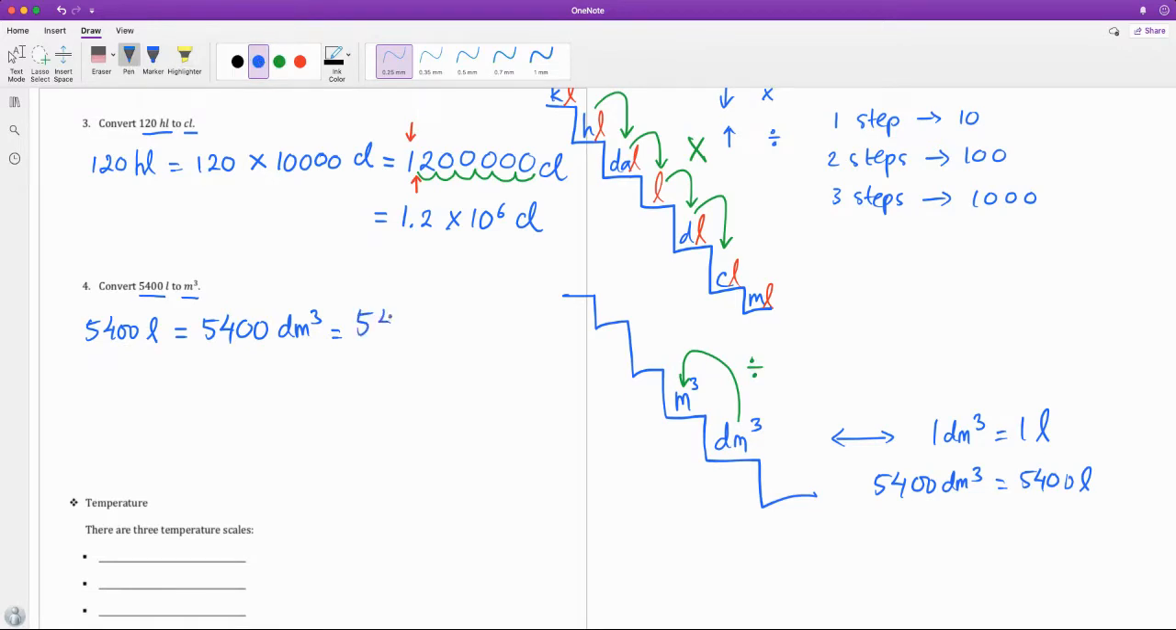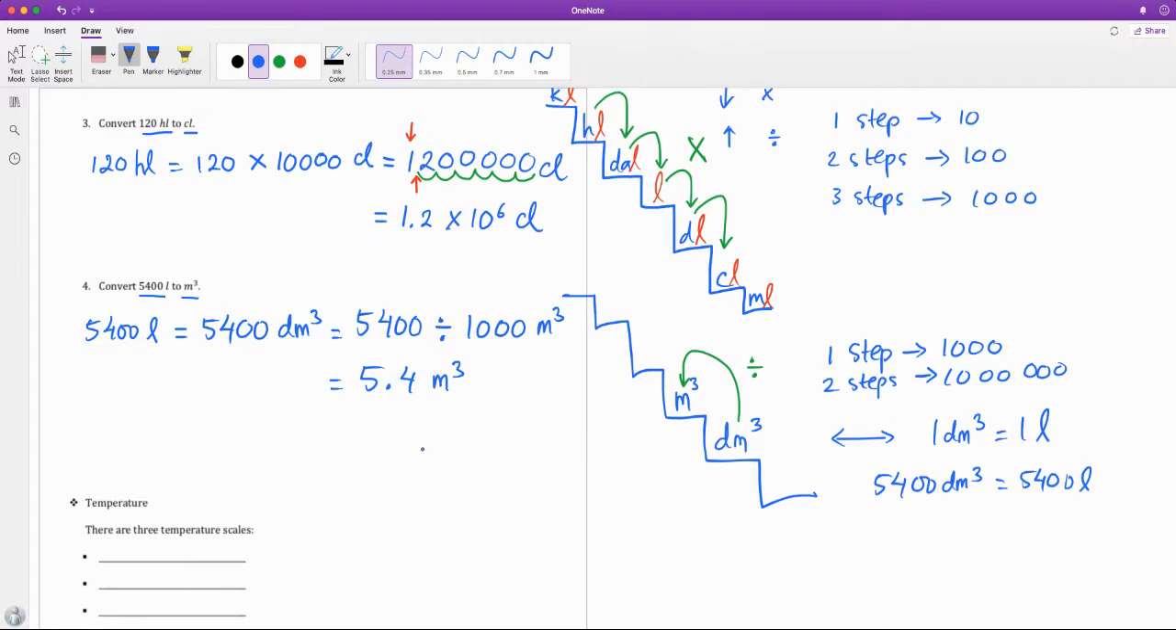So 5400 divide by... 1 step. Since the degree or the index is 3, 1 step, it's 10 to the power of 3 or 1,000. 2 steps, 10 to the power of 6 or 1 million. So we need to divide by 1,000. The answer will be 5.4 meter cubic.